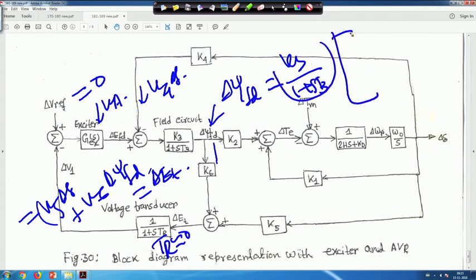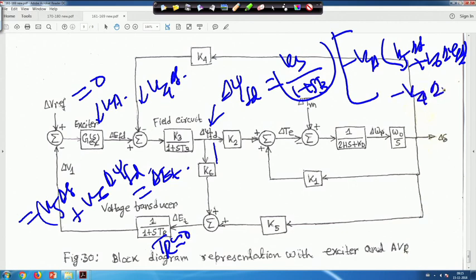In bracket, it will come minus, because this delta reference is 0. So here it will come minus Ka, then these two terms, that is K5 delta delta plus K6 delta psi fd, because psi fd is coming from here. Then the bracket closes, then again minus K4 delta delta, because it is coming here, K4 delta, then bracket close is equal to delta psi fd.